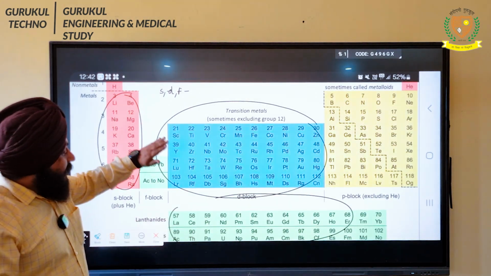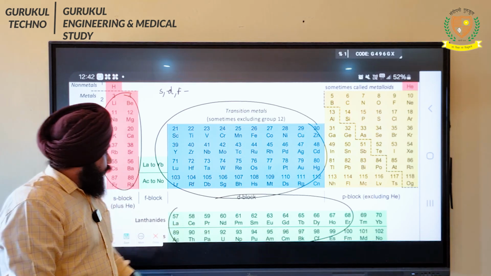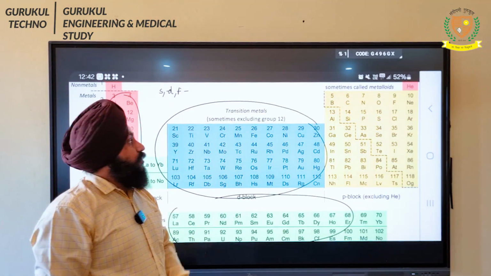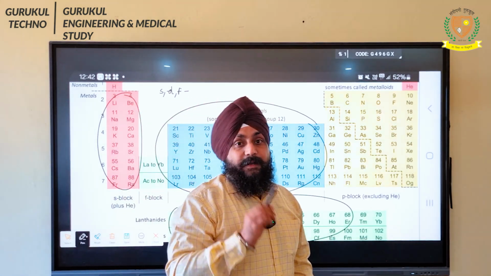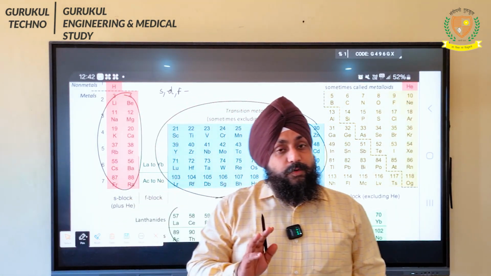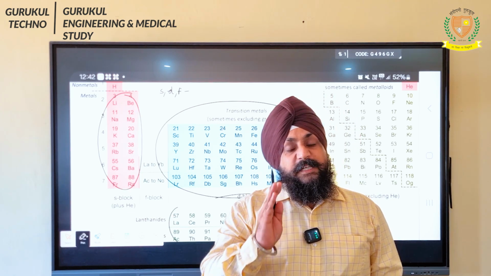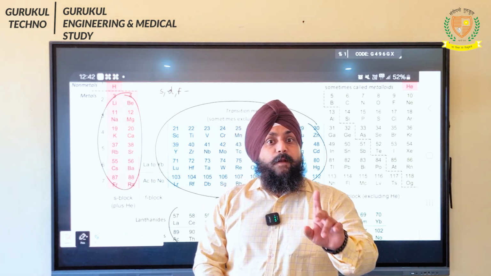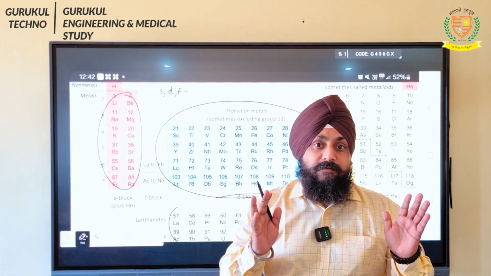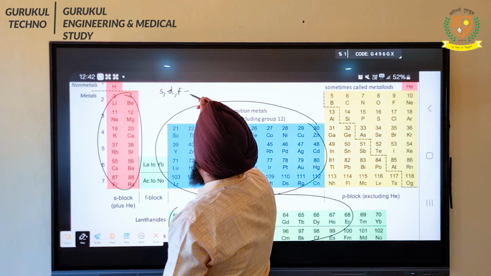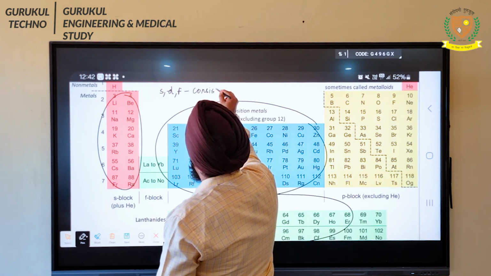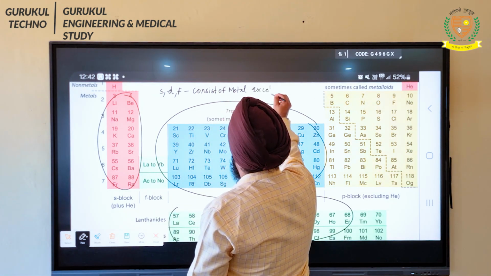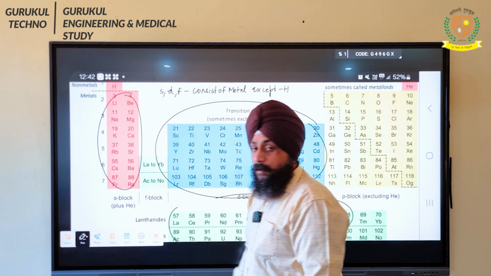So S block, D block and F block, they all consist of metal except hydrogen. Yes students, हम हाइड्रोजन को मेटल नहीं मानते, हम S block, D block और F block element को metals कहते हैं. तो S block, D block and F block, they are exclusively metals. So what we will say, S, D and F consist of metals except your hydrogen, except hydrogen.